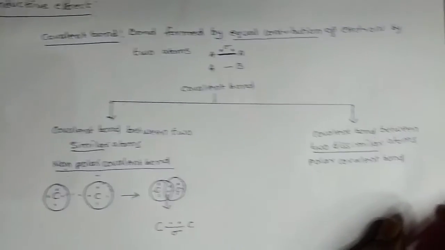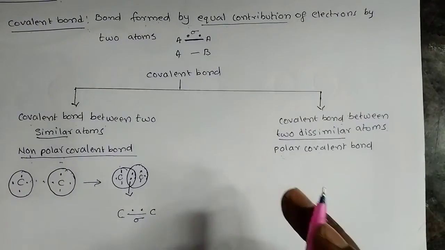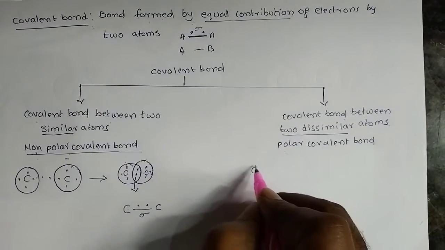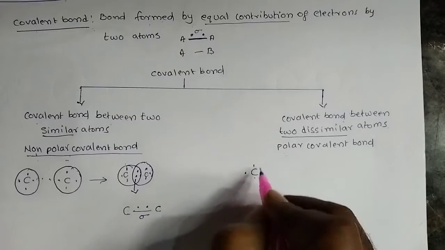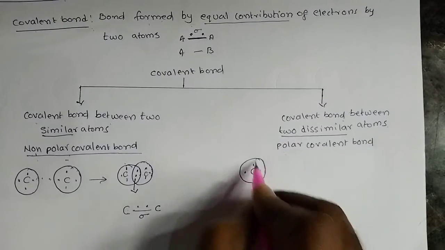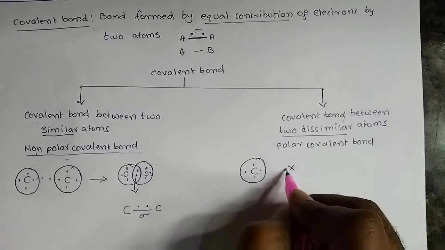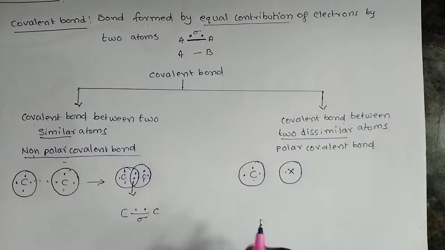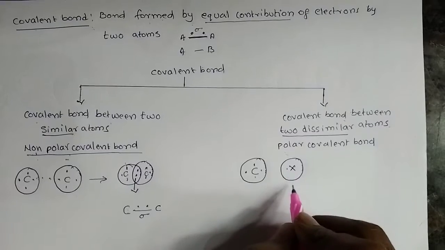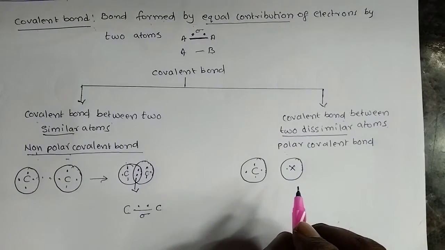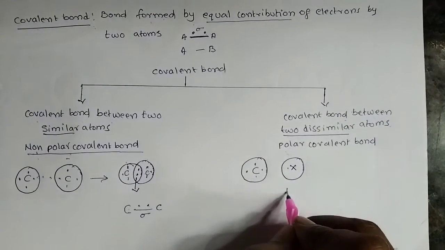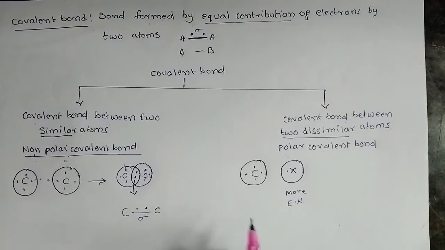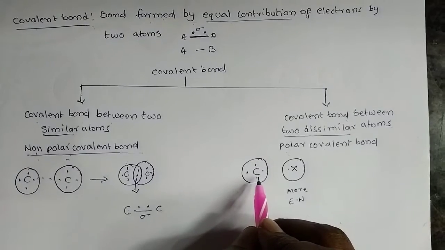Similarly, let us see the polar covalent bond. So polar covalent bond means the bond formed between two dissimilar atoms. When we are talking about two dissimilar atoms, one atom has more electronegativity and another atom has less electronegativity. Let us see here, X means you can take halogens. So halogen has more electronegativity compared with the carbon atom.